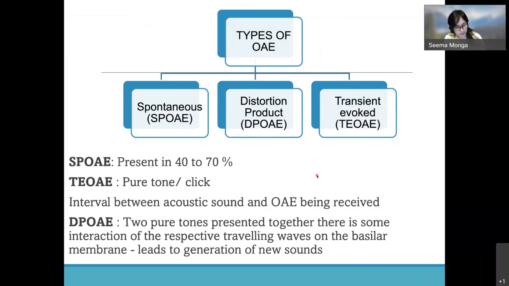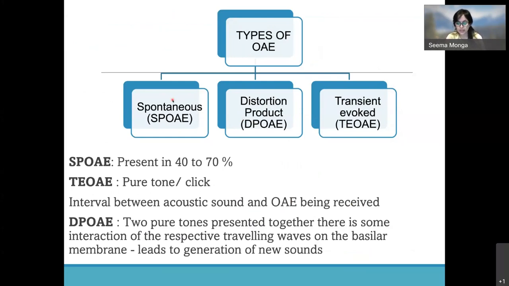Now, what are the types of OAE? Types of OAE basically are three types: spontaneous, distortion product, transient evoked. What is spontaneous? Spontaneous, that is, we did not give any stimulus.